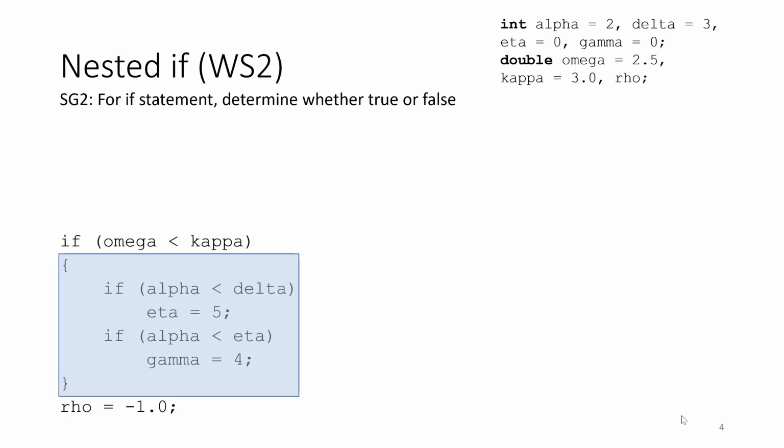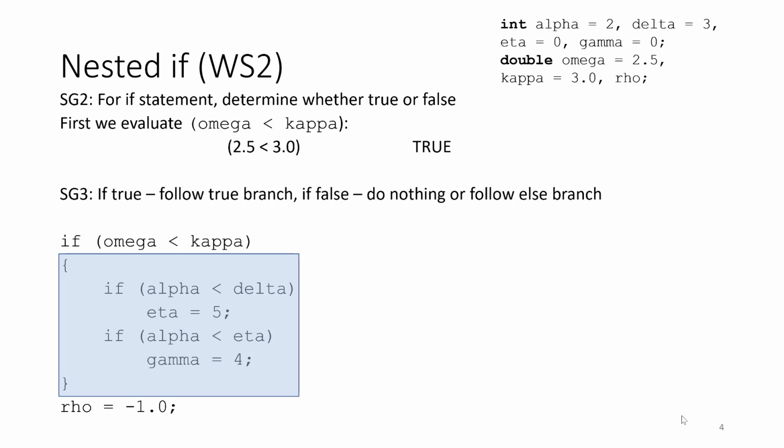Subgoal 2 says for the if statement, we need to determine the value of the Boolean expression. We're going to look at whether or not omega is less than kappa. Omega has the value of 2.5 and kappa has the value of 3.0, so 2.5 is less than 3.0. That Boolean expression evaluates to true. Subgoal 3 says if it's true, then we follow the true branch. So we will go in and execute the true block.